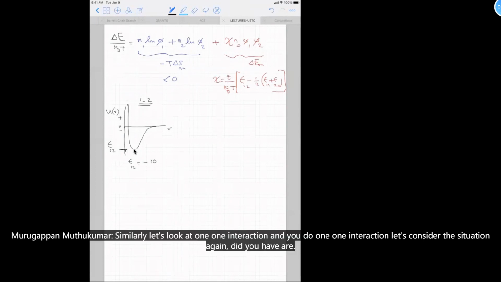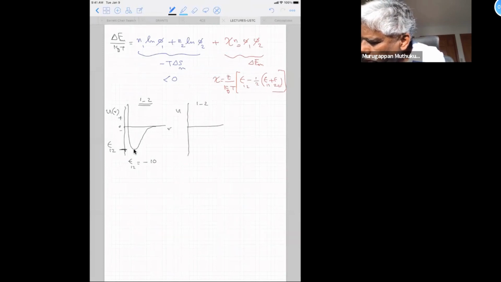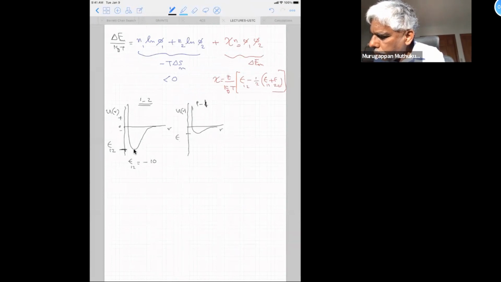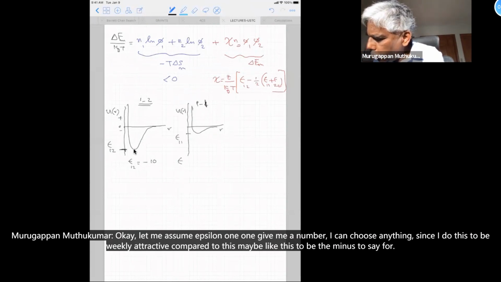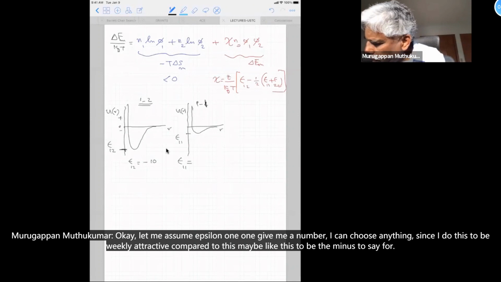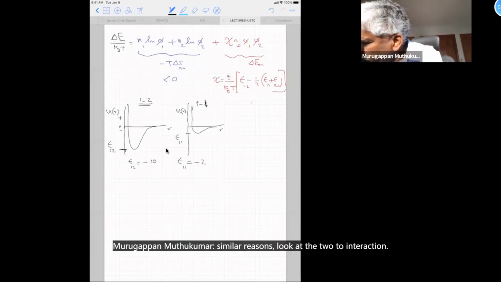Similarly, let's look at the 1-1 interaction. Again, this is U of R versus R. Let's consider a situation where it looks like that, as an example. So this is epsilon 1,1. Let me assume a number for epsilon 1,1. I can choose anything. Since I drew this to be weakly attractive compared to this, maybe I'll write this to be, say, minus 2. Similarly, let's look at the 2-2 interaction.